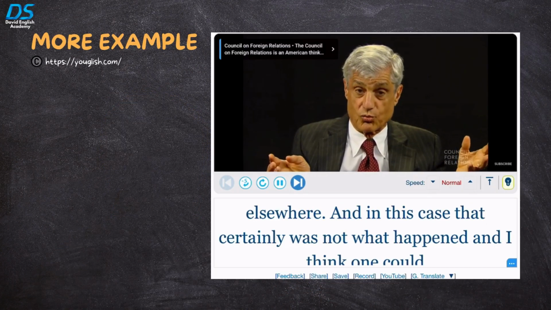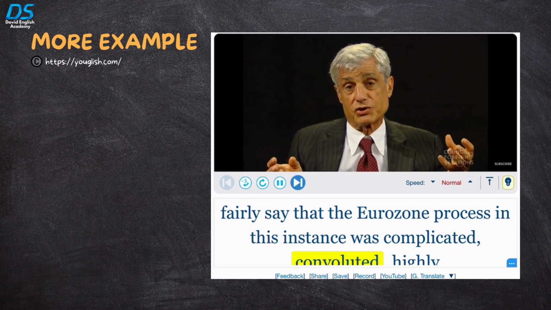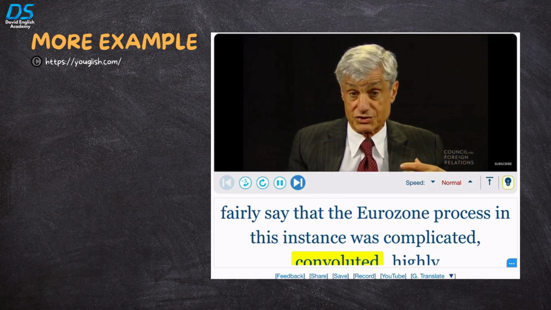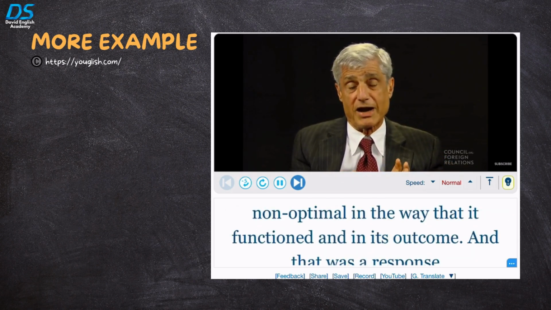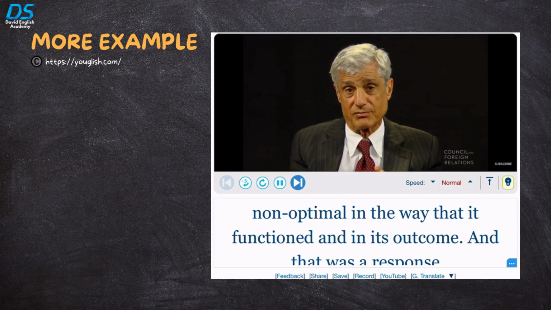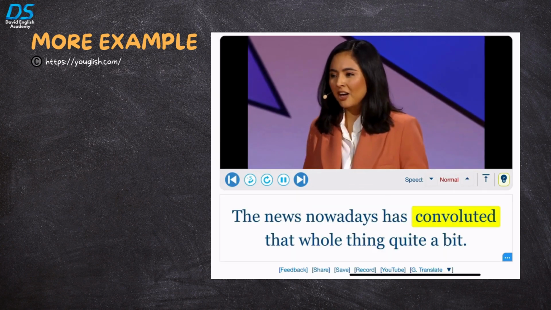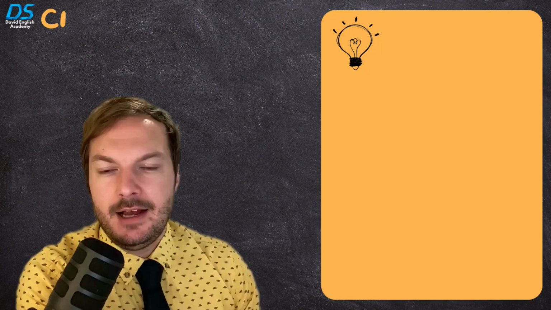And I think one could fairly say that the Eurozone process is, in this instance, was complicated, convoluted, highly non-optimal in the way that it functioned and in its outcome. The news nowadays has convoluted that whole thing quite a bit.